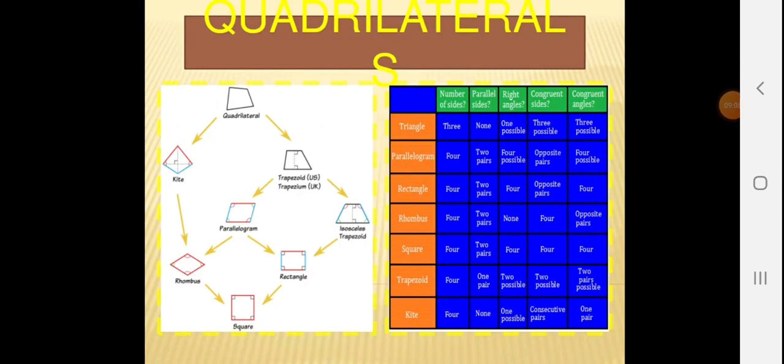Summary of quadrilaterals. You can see that I have summarized all the properties of quadrilaterals in the given tabular form. You can write this table in your classwork along with the textbook exercise. That will help you to memorize all the properties related to quadrilaterals.